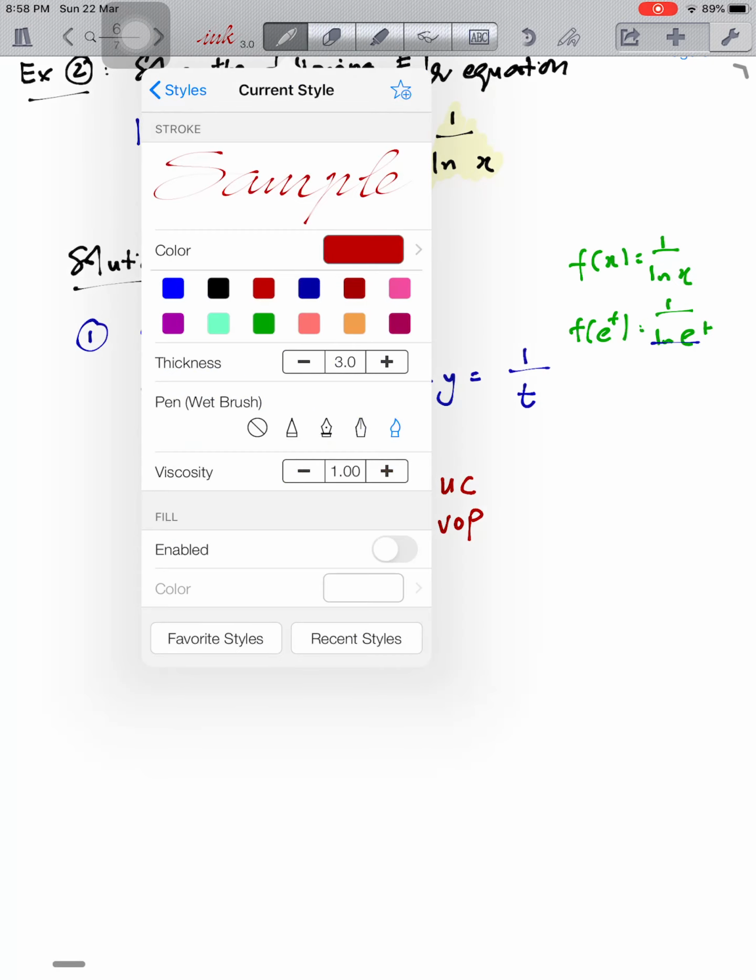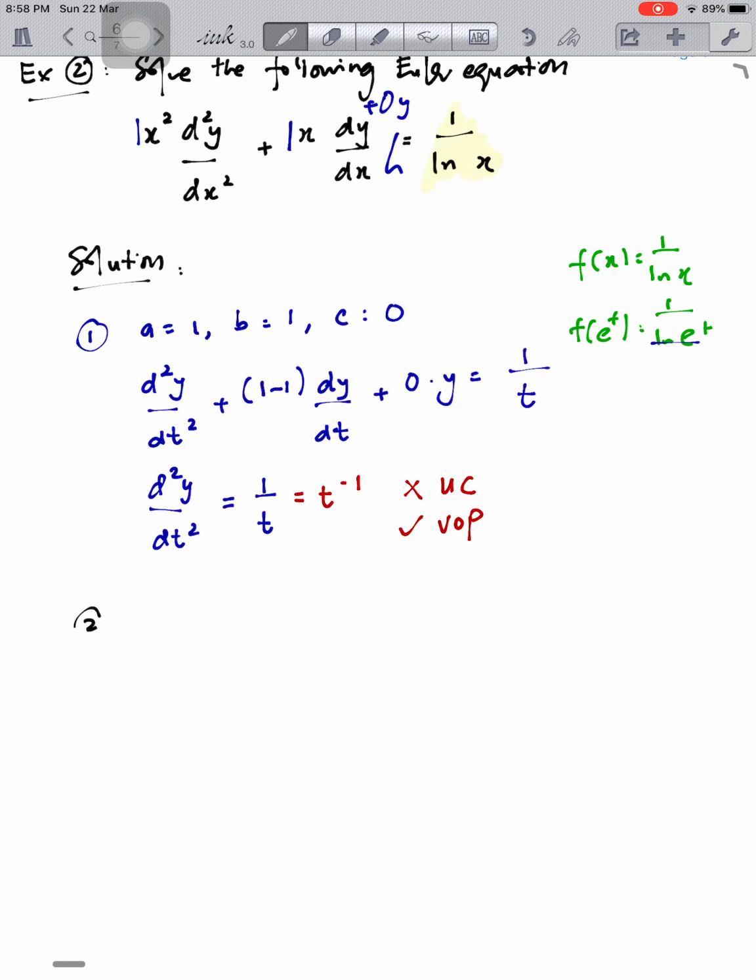So now let's start solving this by using VOP, step number 2. Similarly to undetermined coefficient, when we start solving the equation by using VOP, it's going to start with the YC. But YC is very crucial for VOP because your whole calculation depends on it. If you get YC wrong, automatically your whole calculation is going to be wrong. So be careful with the YC.